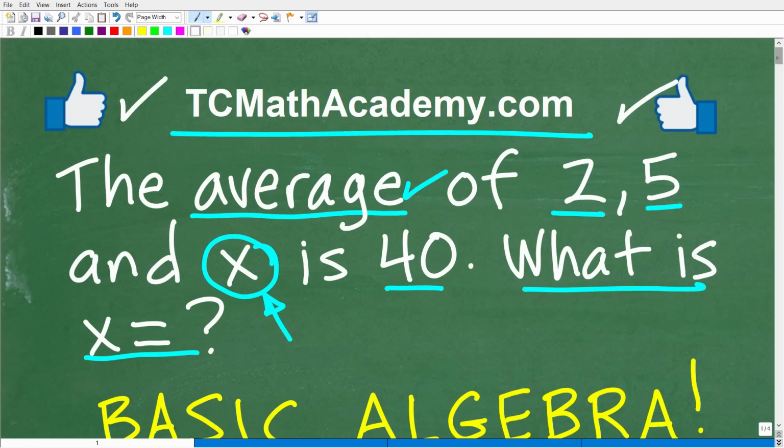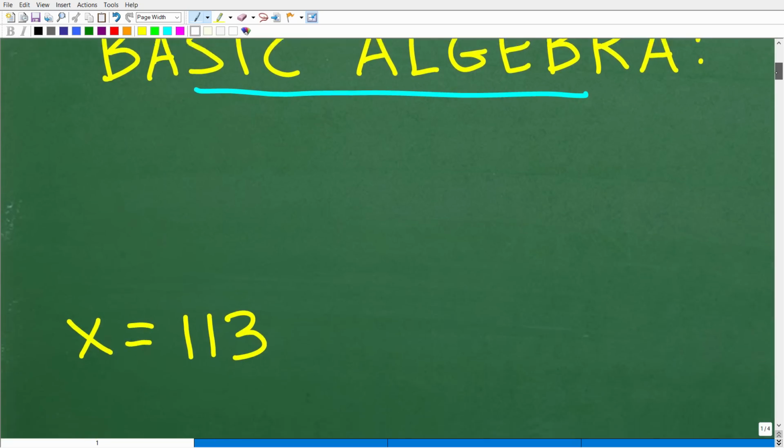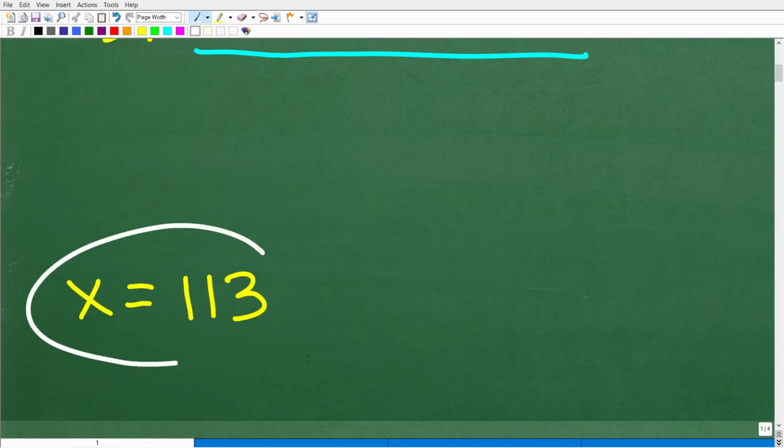Okay, let's go ahead and take a look at the answer. And the answer is 113. All right, so how did you do? Well, if you got this right, whether you used algebra or maybe a trial and error method, that's still cause for celebration.